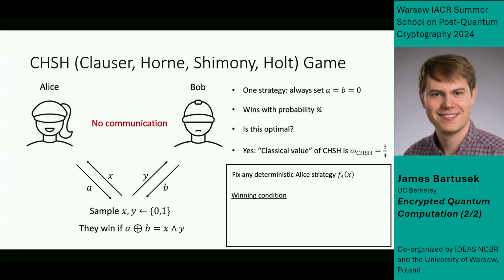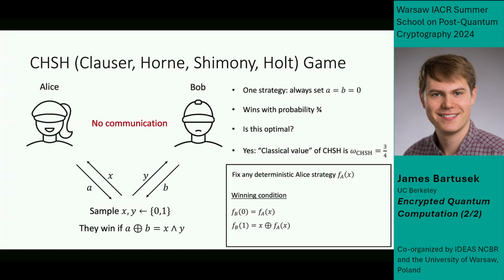So if we fix this strategy, we can derive the winning condition given Bob's question. If Bob receives the question 0, he knows that A XOR B should be equal to 0. So he should respond with what Alice responds to on question X. So if Bob receives the question 0, his answer should match Alice's answer. Otherwise, if Bob receives the question 1, we know that A XOR B is equal to X. So Bob's answer should be equal to X XOR Alice's answer.